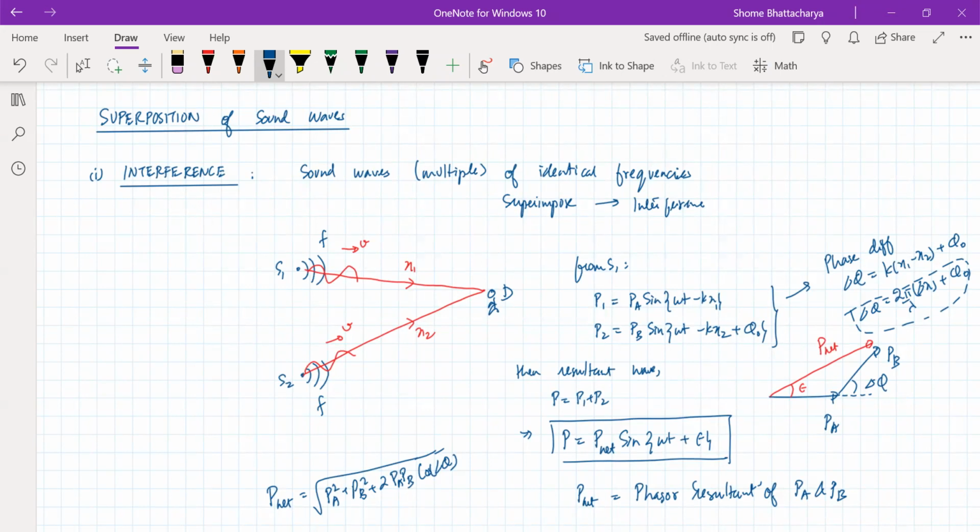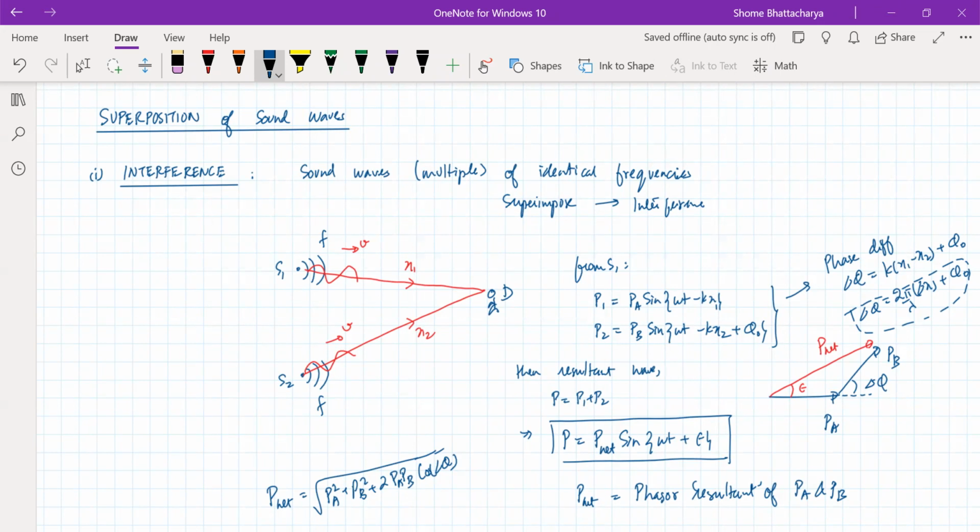Sir, can you again explain interference? I had some network issues. Okay, so interference by definition is very simple. It is the phenomenon that occurs when there is superposition of two or more sound waves of identical frequency. That's it.